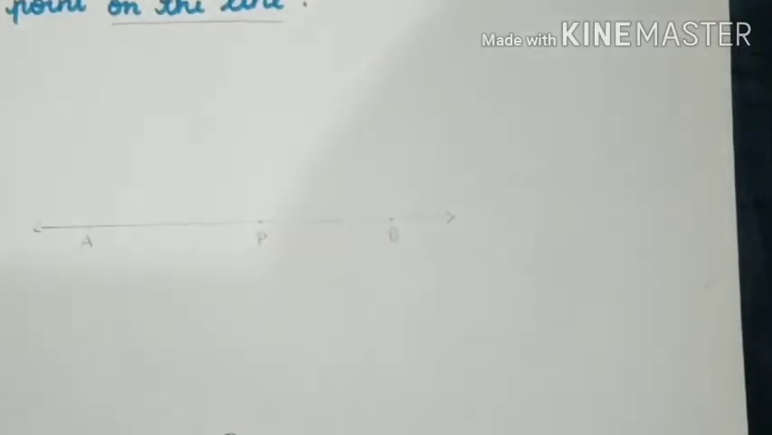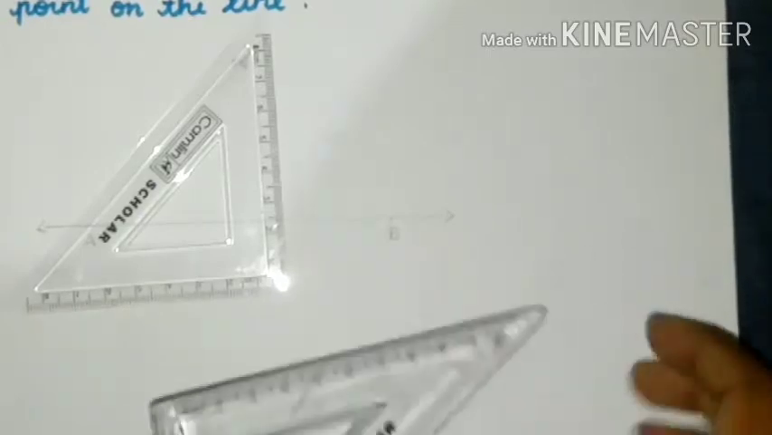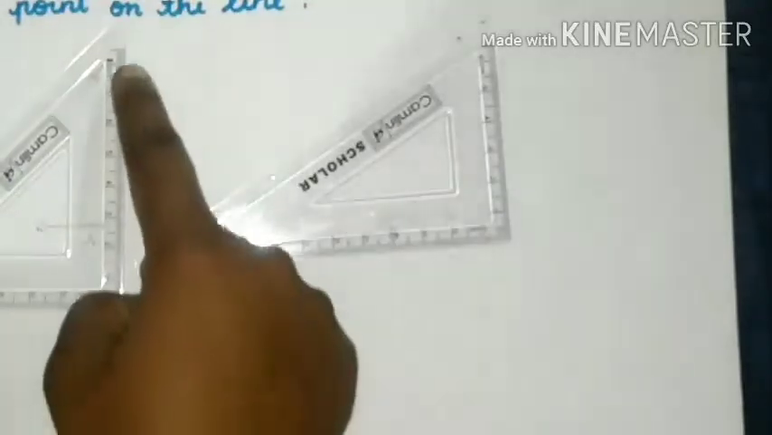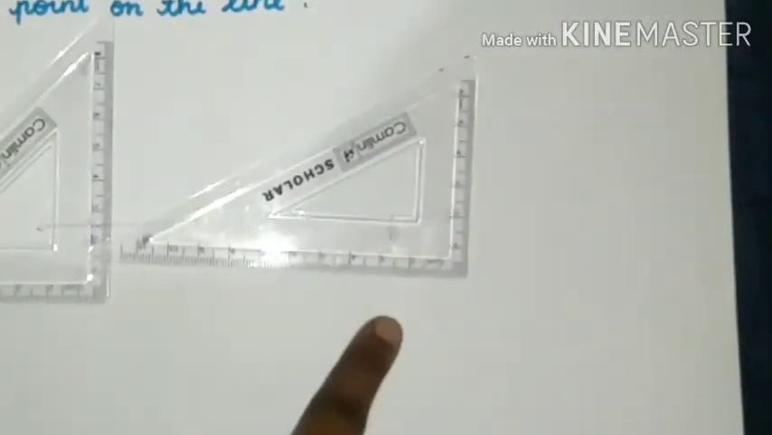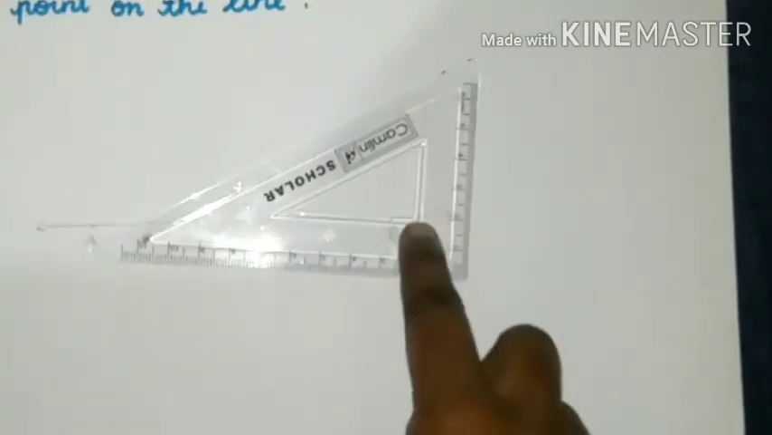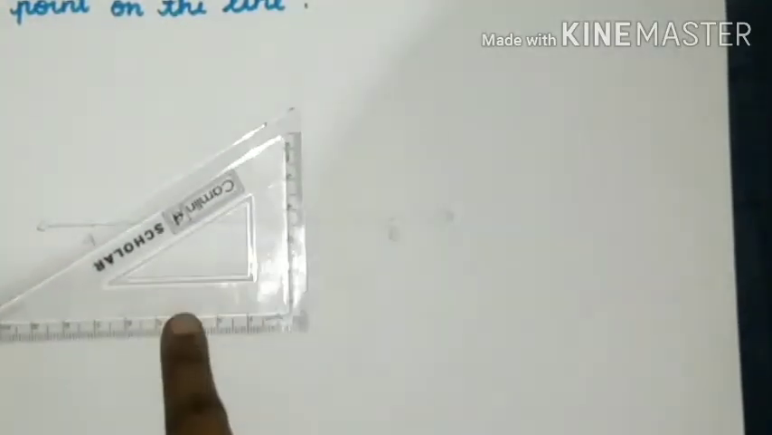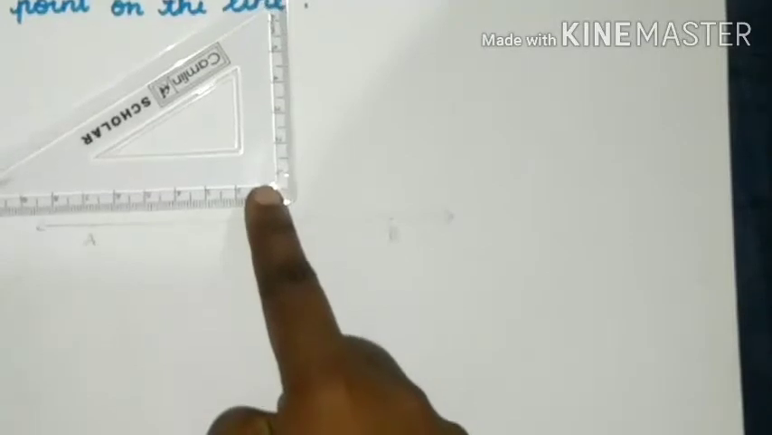Anywhere on the line. After that, you have to use the set square. See, here both the set squares show the right angle. So, any one of the set squares you can use here. And the second step is to place the set square on the line.